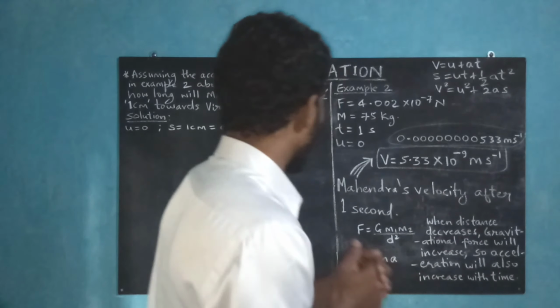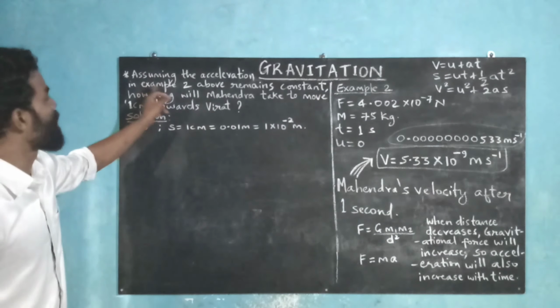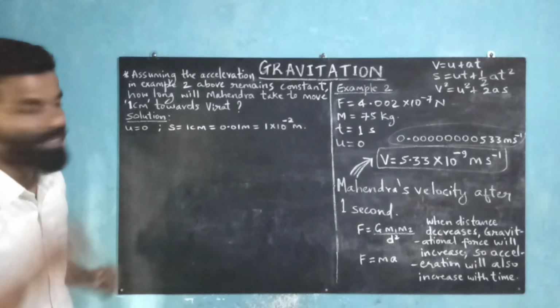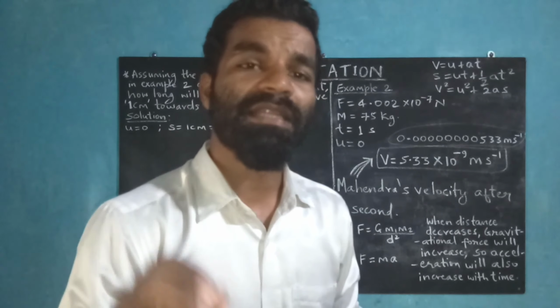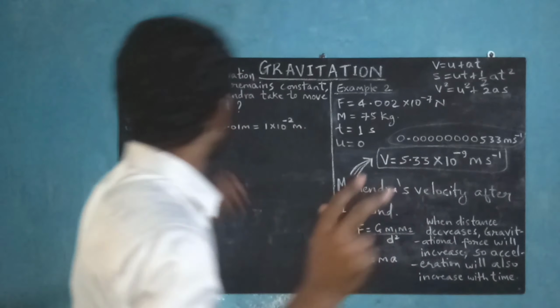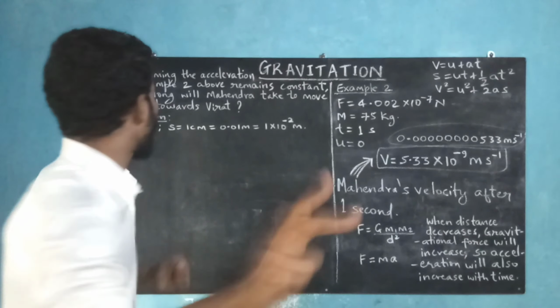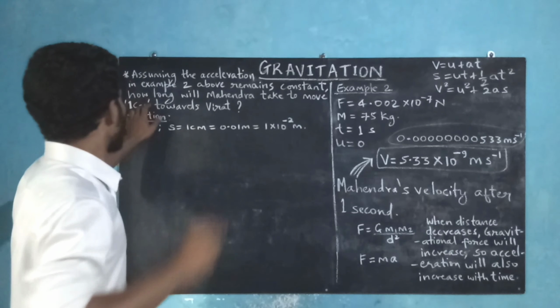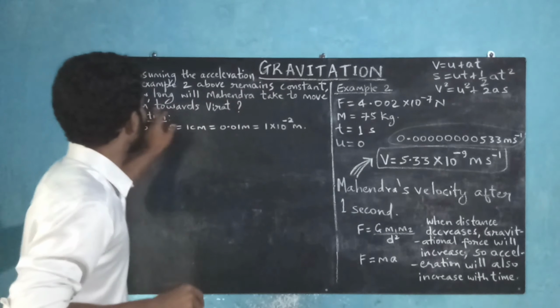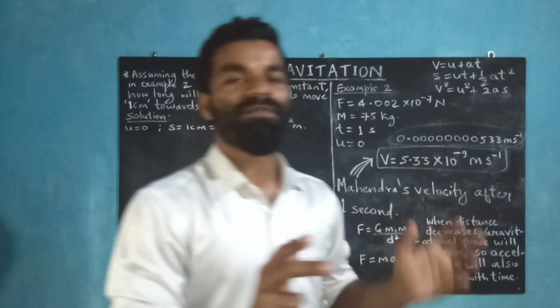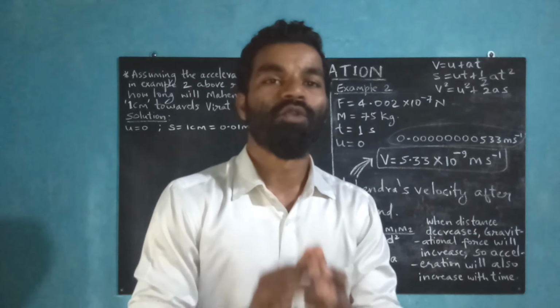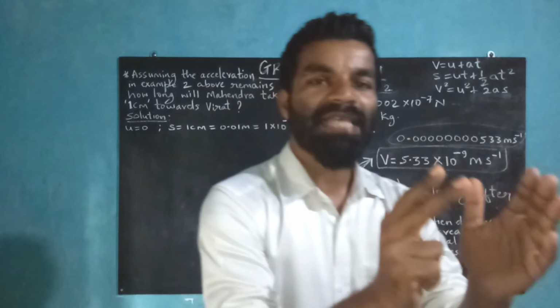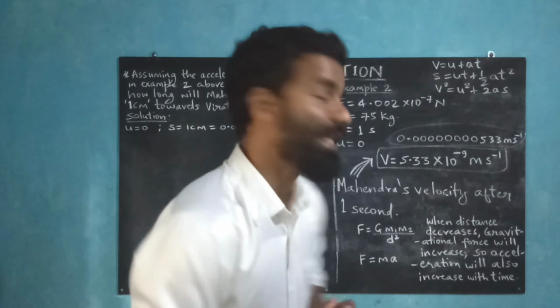increases with time. Now, assuming the acceleration in example 2 above remains constant. Now we all know that acceleration increases with time, but we are assuming that acceleration remains constant because we want to find something. So how long will Mahendra take to move 1 centimeter towards Virat? So what we have to find? The time which Mahendra takes to move 1 centimeter towards Virat.